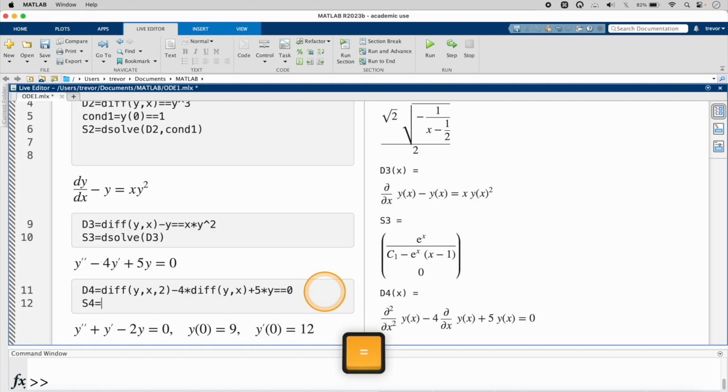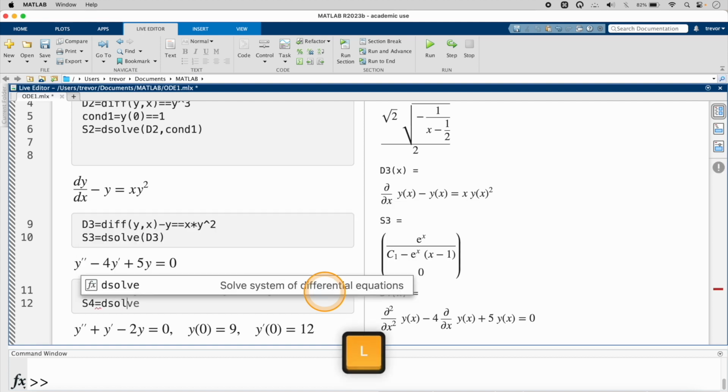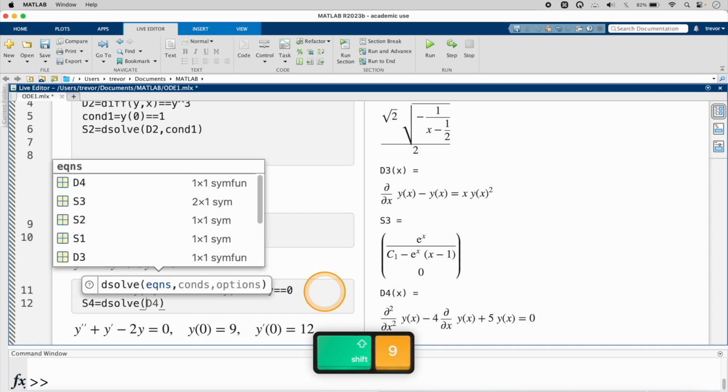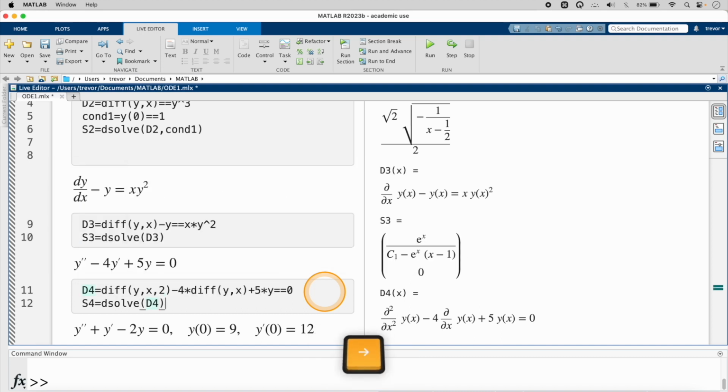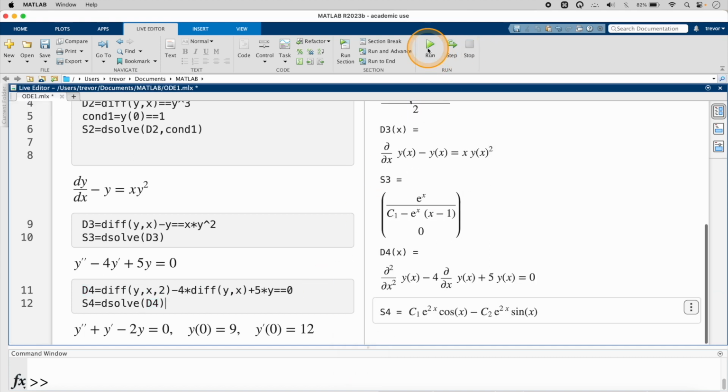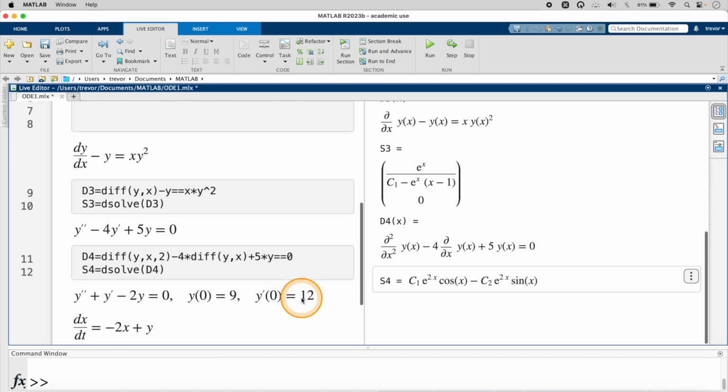So for the S4, it will be dsolve, open parenthesis, we are solving d4, the differential equation that I've called for there. Then I go on and run, and it gives us the S4: C1 exponent of 2x multiplied by cosine x minus C2 exponent of 2x multiplied by sine x. I now go on to the next one there.